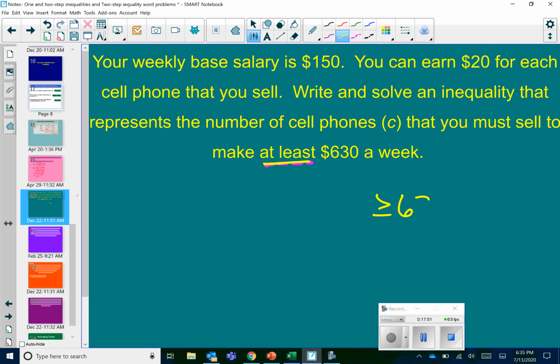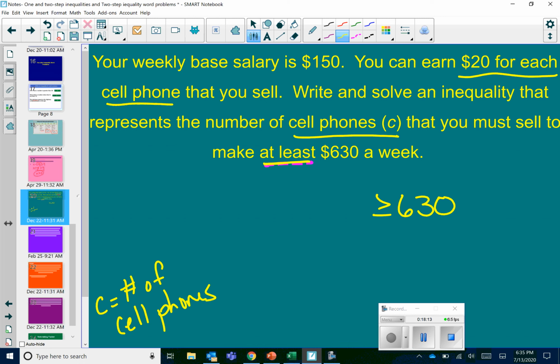So just like we did with the equations word problems, we're going to kind of work backwards here. Now, my variable is C for cell phones. So C represents the number of cell phones. So looking back at my problem, what number has to do with the cell phones? Well, it says right here, you can earn $20 for each cell phone you sell. So that's $20 per phone. So 20 times C, the number of phones.